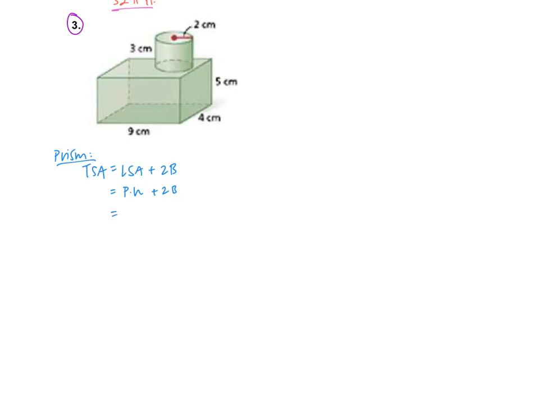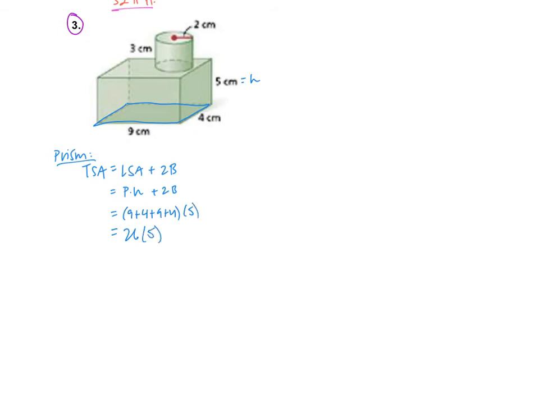Now we can go ahead and find the perimeter of our base down here. That's going to be 9 plus 4 plus 9 plus 4. I can write that out, but I can also do that math. That math is going to be 26. Now I take that and multiply it times my height, which is 5.